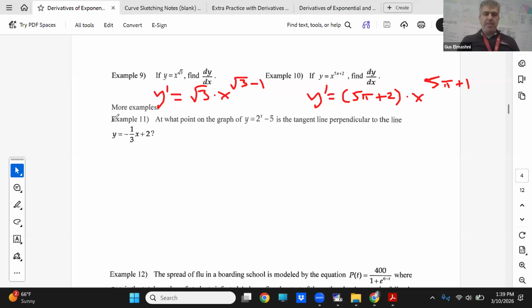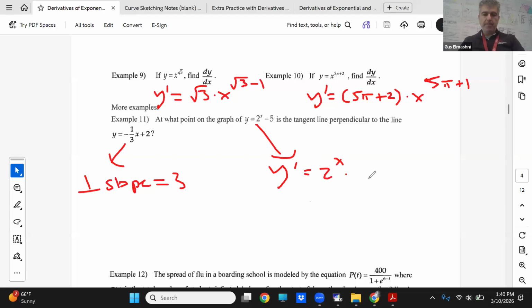So what do you guys think about example 11? Well, hold on. We want to be perpendicular to y equals -1/3 x plus 2. So what's the perpendicular slope for that? Yeah, 3, right? Then you're right, Charlie. We want to find that derivative, which is that. So 3.